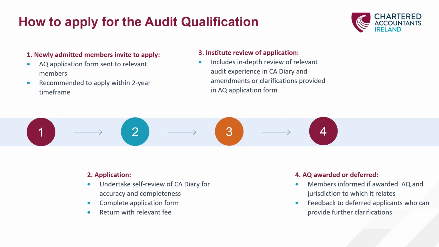Members admitted from 1 January 2021 will be invited to apply for the audit qualification provided they have met the appropriate educational requirements by completing an AQ application form. So, firstly, shortly after being admitted to membership, we will write to members who appear to have met the eligibility criteria of having sat and passed the audit elective and where at least the required number of weeks audit experience has been locked in their CA diaries, enclosing an AQ application form.